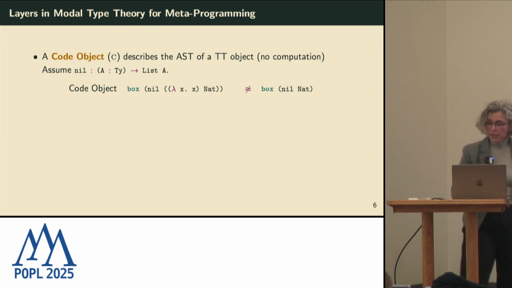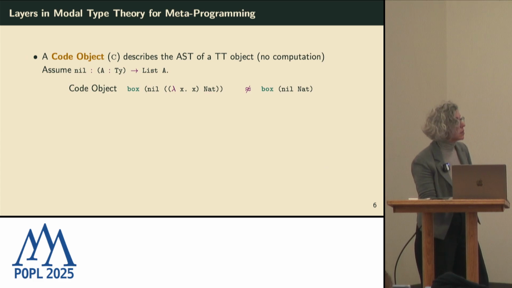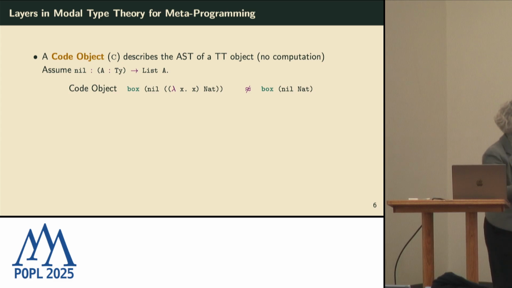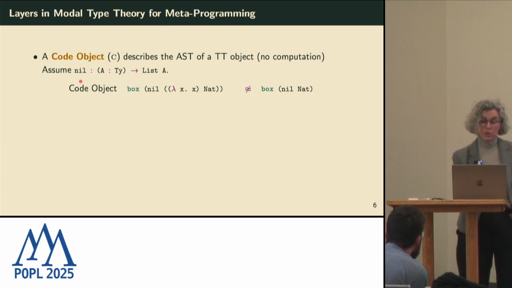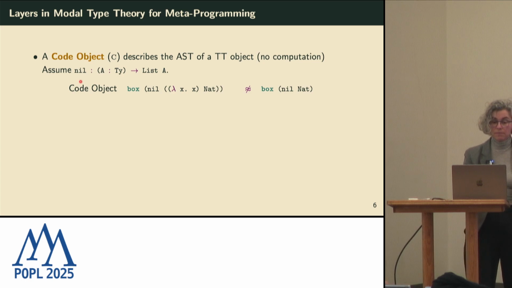So the key idea is really that we have layers. The first layer is the layer of syntax, and that is code. In our case, really the syntactic representation of Martin-Löf type theory. There's no computation. So if you define nil, which is a polymorphic list constructor, then you can define nil, which needs to apply to a type. So here you have lambda x applied to nat. And that is not equivalent to the syntax of nil of nat because they're real syntax trees.